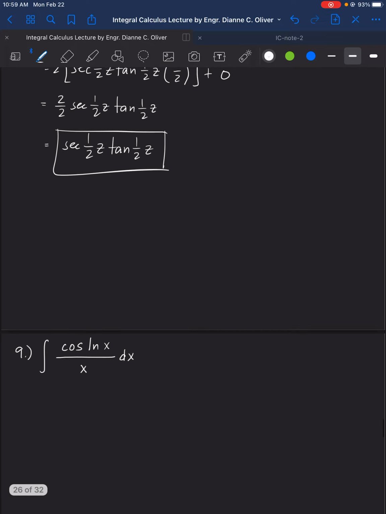Okay, let's go to number 9. Integral of cosine ln x over x dx. Obviously, ln x here is the angle for cosine. So let's attempt to use the power formula. Let u equal cosine ln x. Then du is negative sine ln x, times the derivative of the angle ln x, which is 1 over x dx.